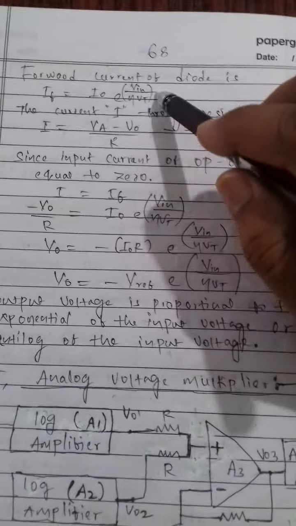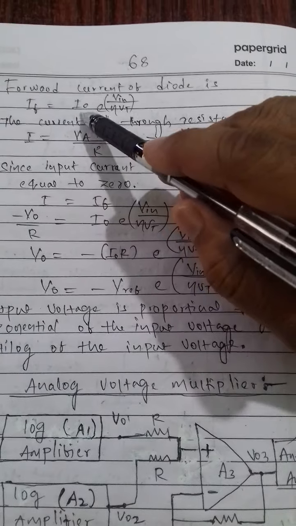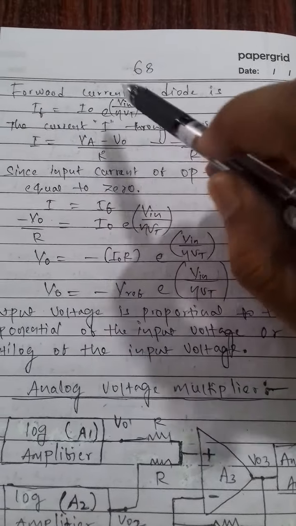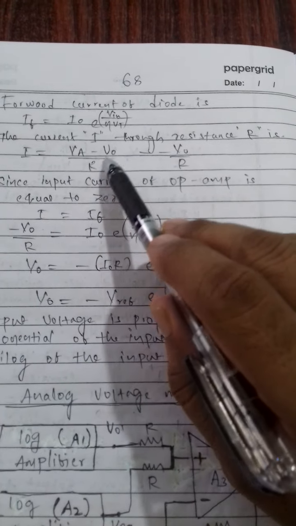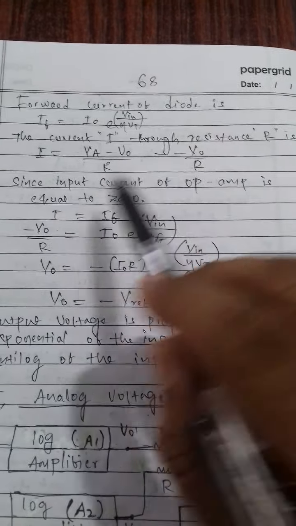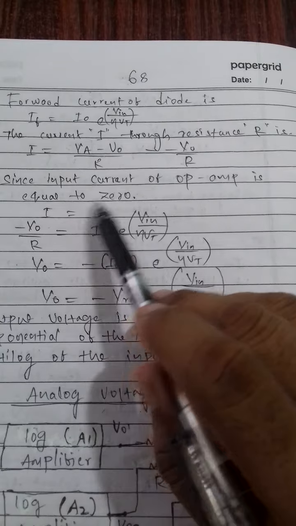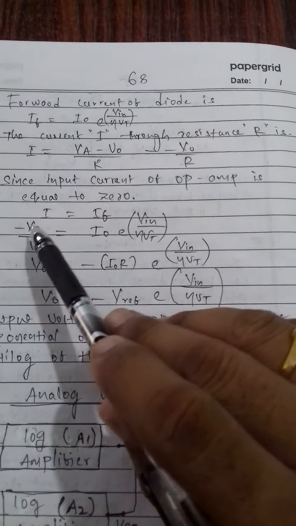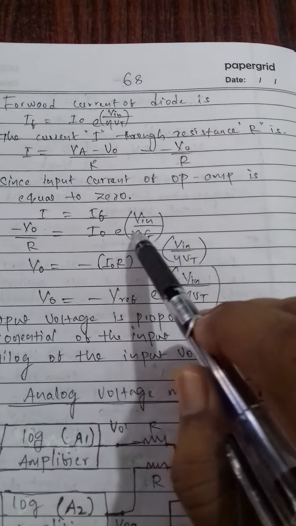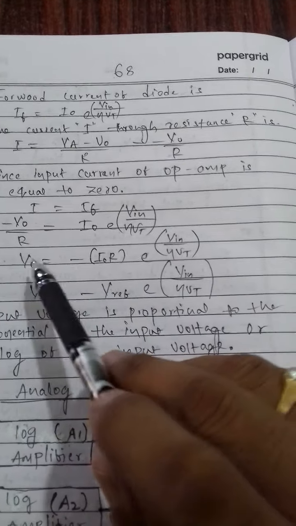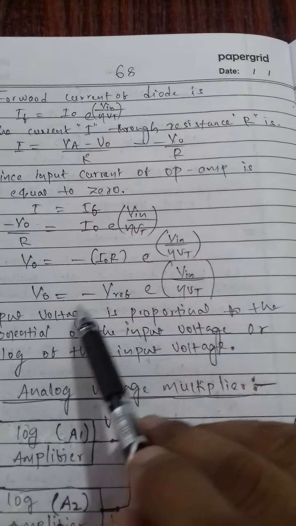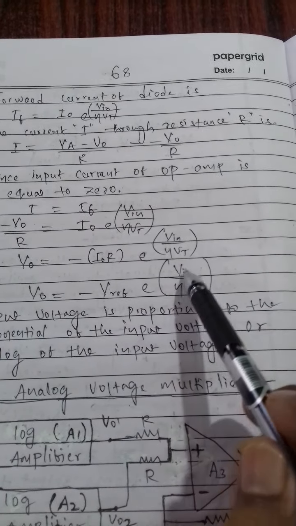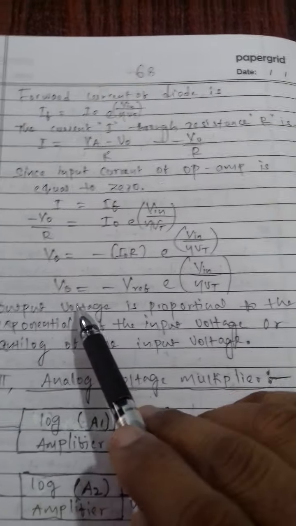The forward current of the diode is IF is equal to I naught e raised to input voltage upon eta Vt. The current I through resistance R is I is equal to VA minus VO upon R is equal to minus VO upon R. Since the input current of the op amp is equal to 0, I is equal to IF, so that minus VO upon R is equal to I naught e raised to Vinput upon eta Vt. VO is equal to minus I naught R e raised to Vinput upon eta Vt.